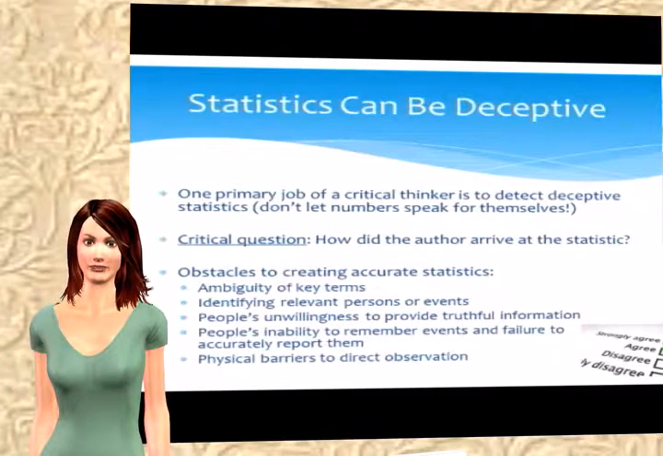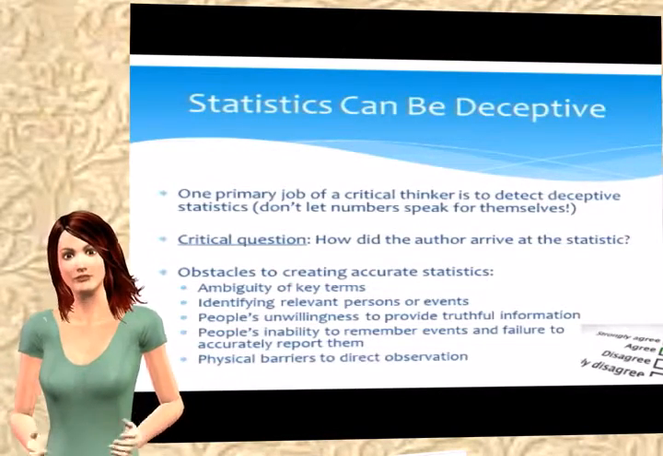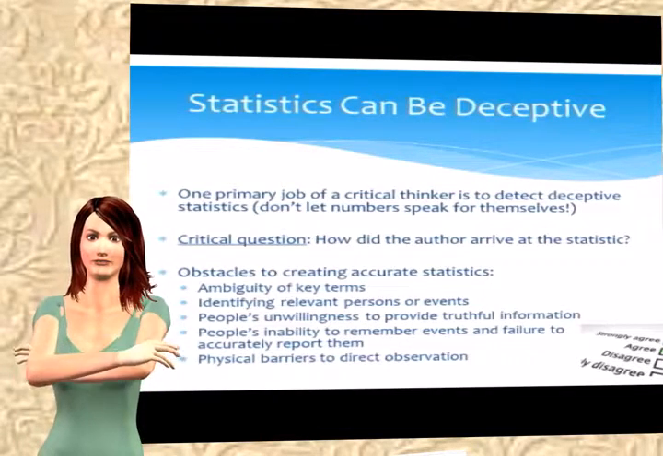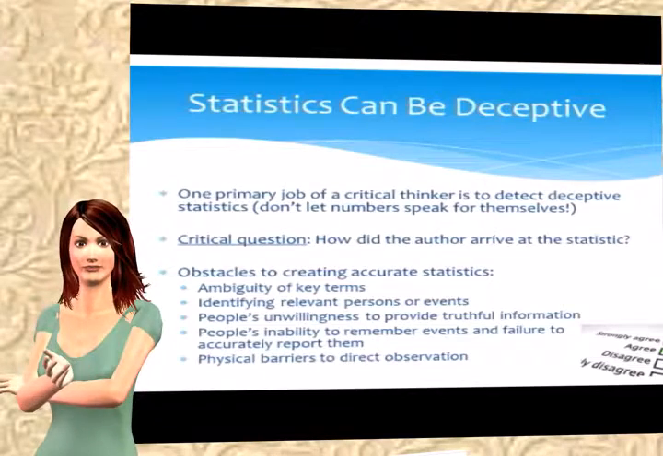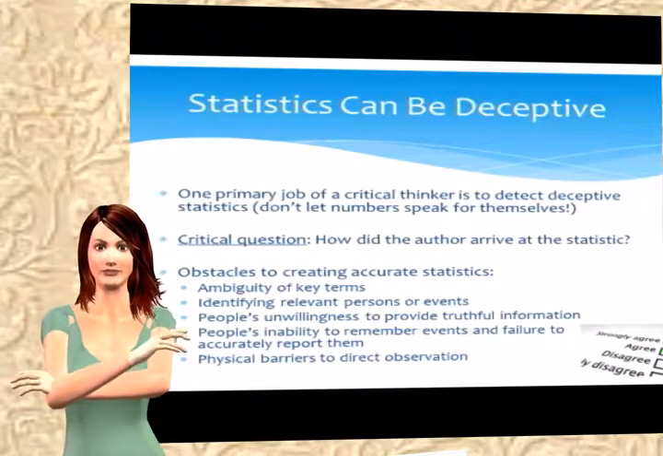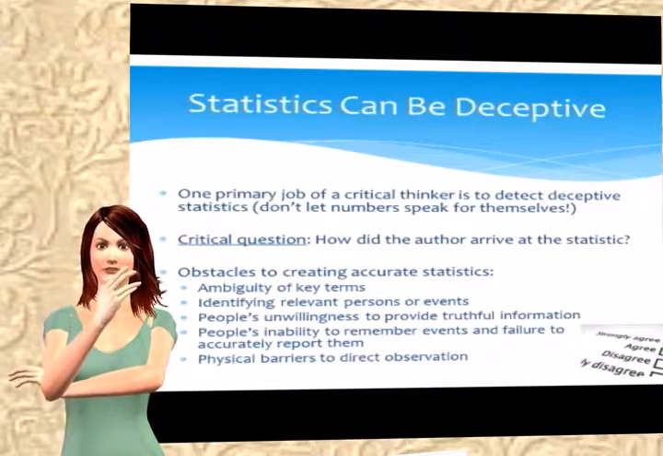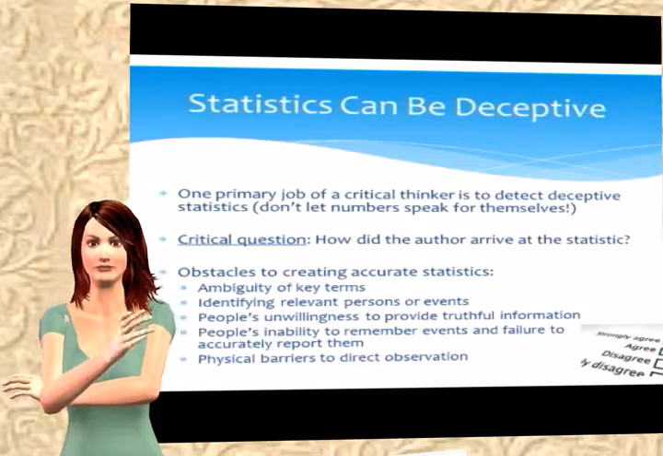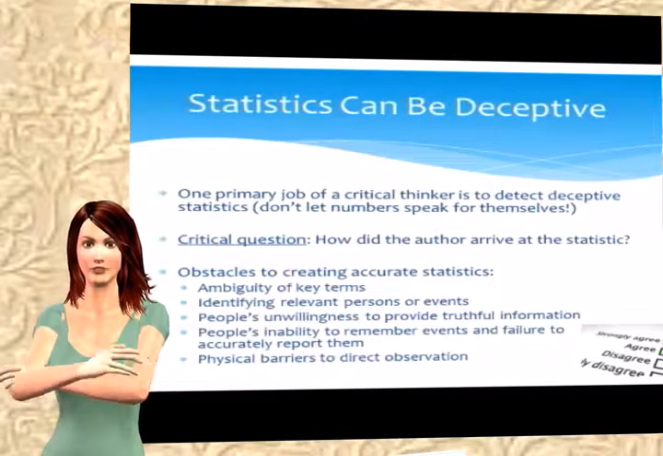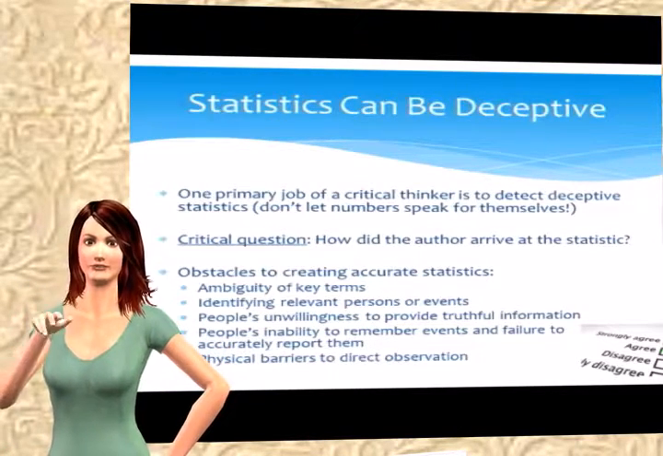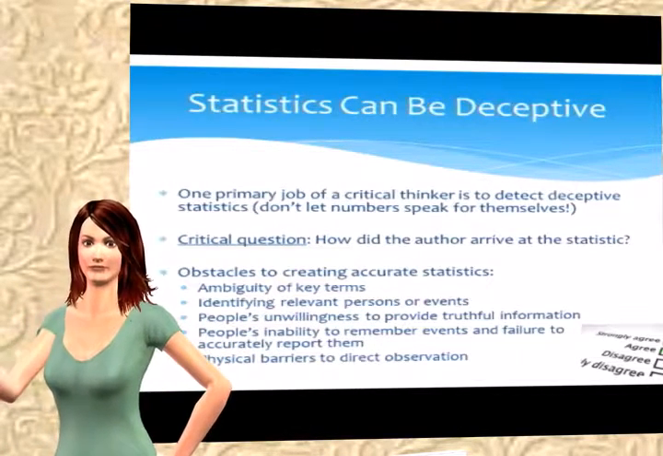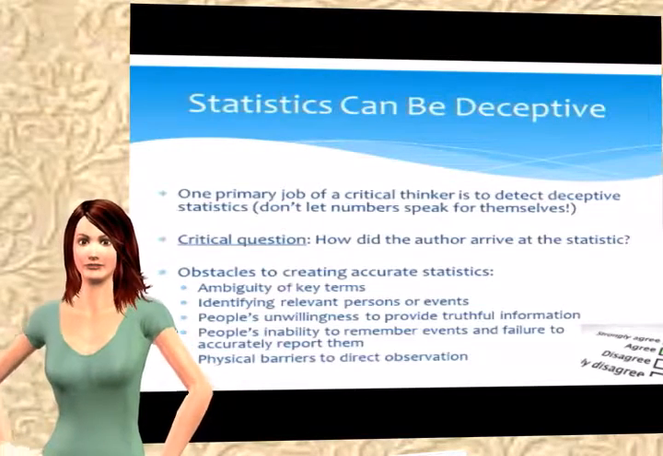So one of our primary jobs as a critical thinker and as someone who's trained to ask particular critical questions is that we have to be able to detect deceptive statistics. In other words, we don't ever want to let numbers speak for themselves. So we always want to ask ourselves the critical question when we come across a piece of statistical evidence: how did the author arrive at this particular statistic?